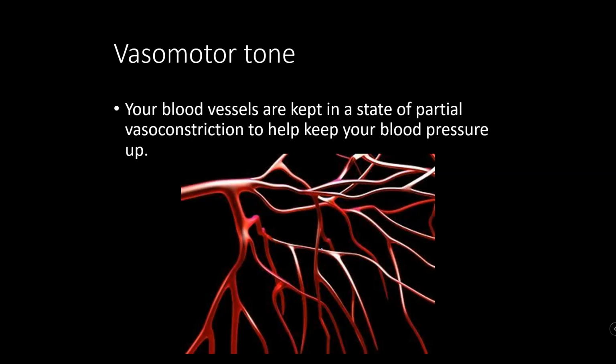Vasomotor tone. Your blood vessels are always in a state of partial constriction. This is to make sure that your blood is constantly kept moving. One of the things we're going to talk about later is some of our types of circulatory shock. One of those is vascular shock. And in vascular shock, basically all the blood vessels relax all at once, blood pressure plummets, and it can be fatal. And so if you lose vasomotor tone, you can full on die. So we need your blood vessels to be partially constricted to keep your blood pressure where it's supposed to be.